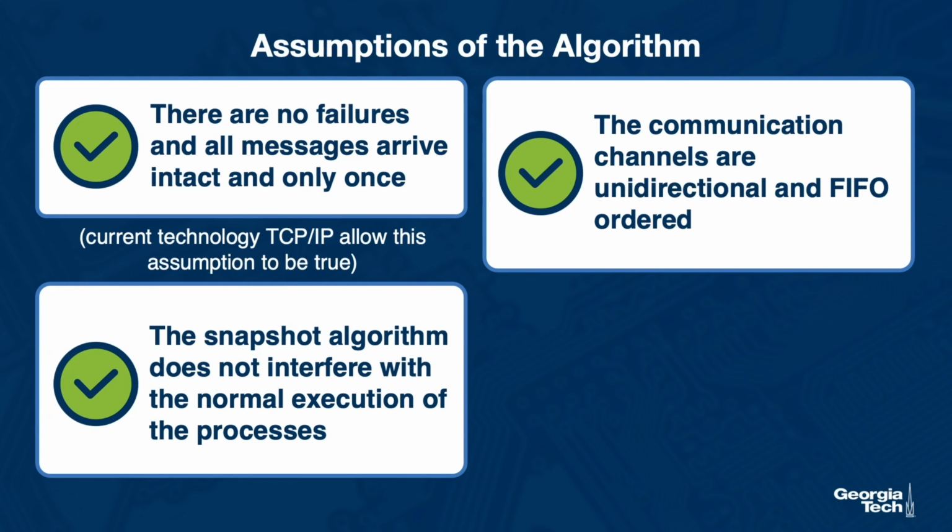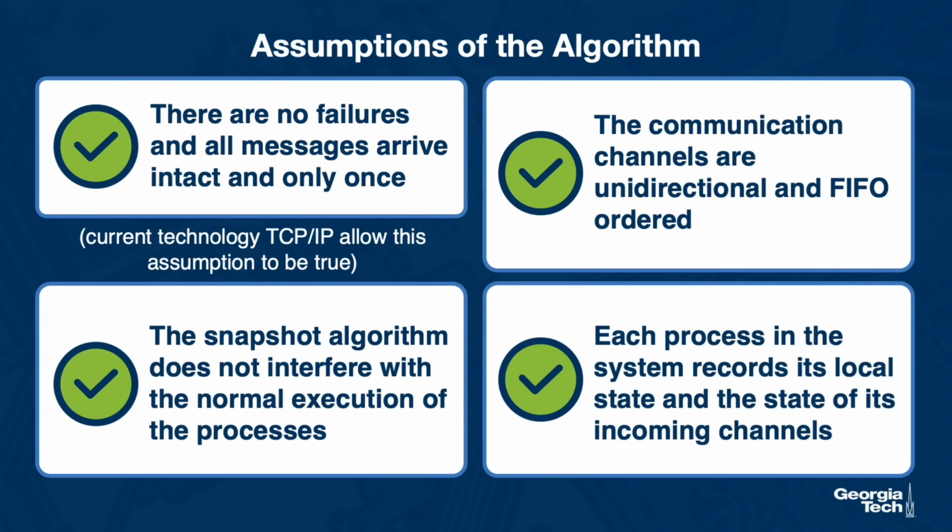Also, the snapshot algorithm, this algorithm for capturing global state, does not interfere with the normal execution of the processes, meaning that the markers don't stall or reorder the processing of the other messages. This is also in principle practically doable. You can just have a separate task or a separate thread that uses a separate socket and port number for the marker messages. And it also means that each process in the system records its local state and the state of all of its incoming channels. So at the very least, we're making an assumption here that there are enough resources to be able to do this.